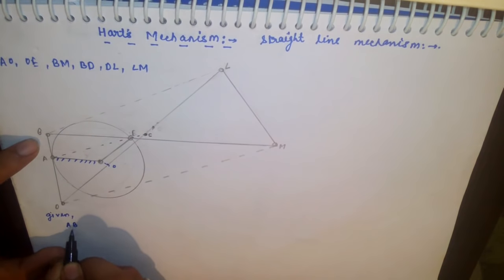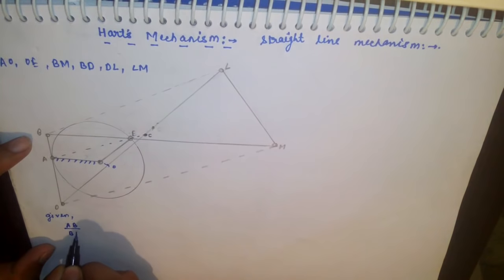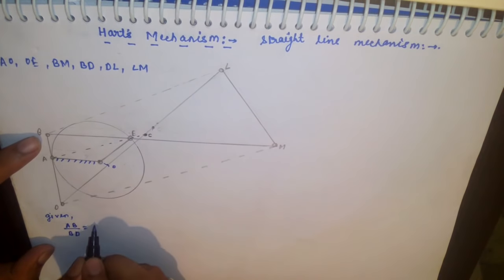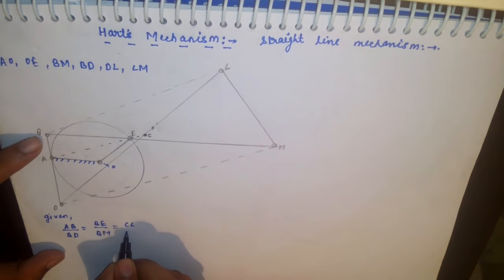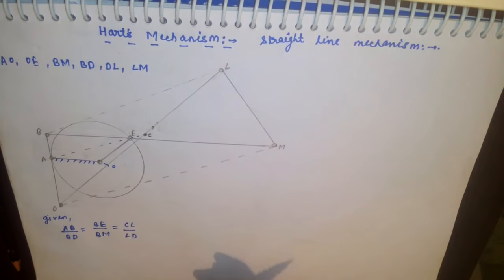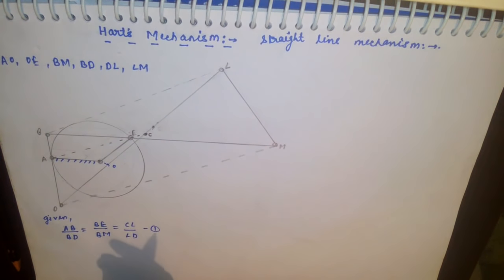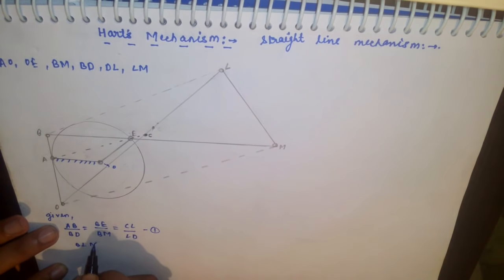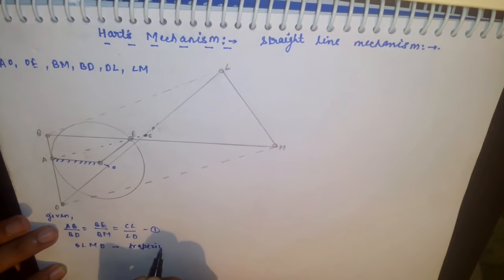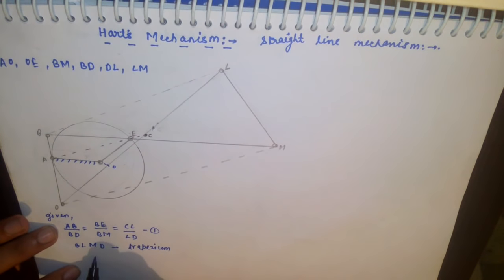AB upon BD is equal to BE upon BM is equal to CL upon LD. This is the first equation which is given, and second is BLMD is a trapezium. So BL is parallel to DM.